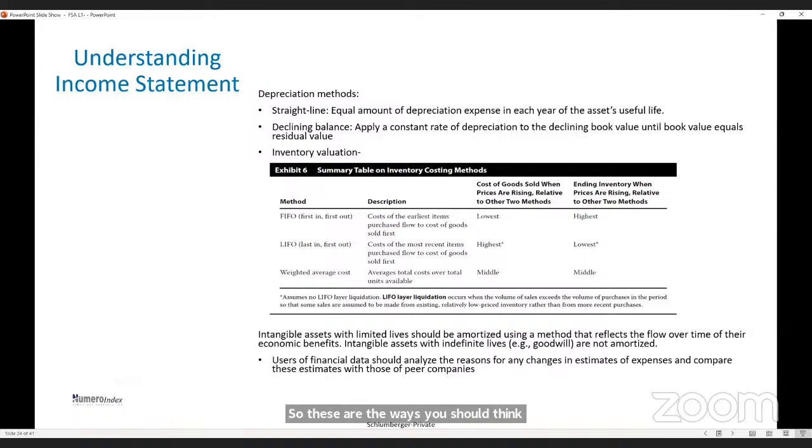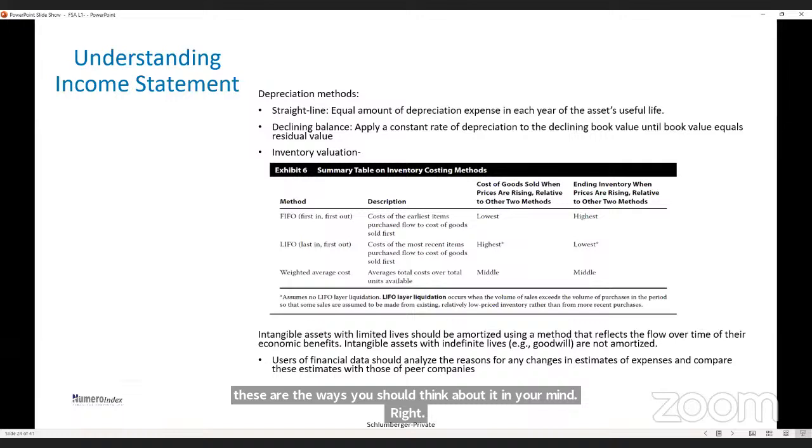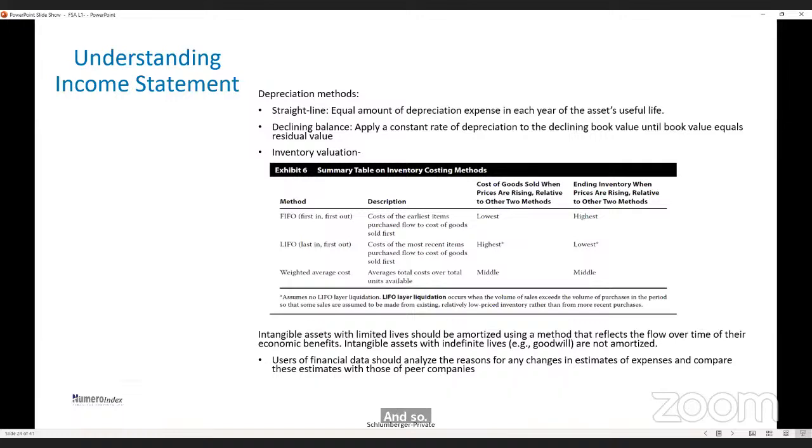Right? And so LIFO is using the latest prices now. It means that my gross profit margin is going to be what? Lower. Right? But my inventory is going to be what? Lower as well. Then my profit margin is going to be what? Lower. Then my inventory is going to be what? Lower. Then my inventory turnover is going to be what? Higher.